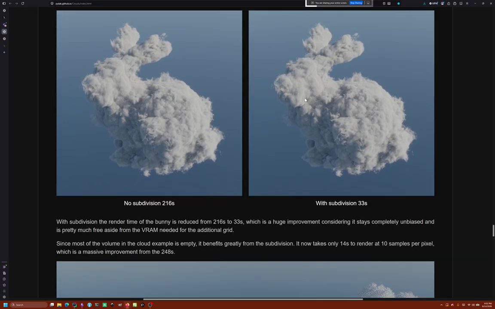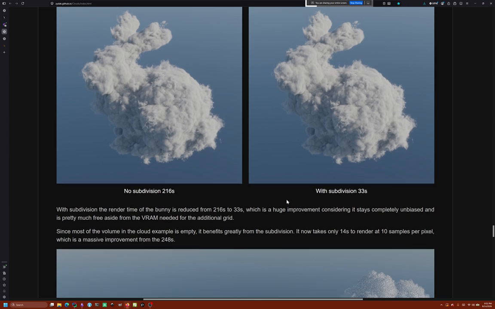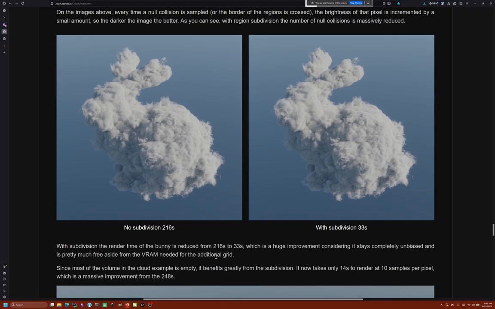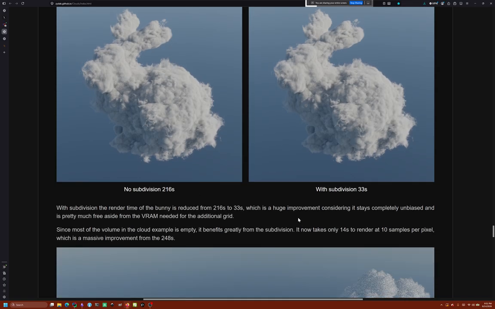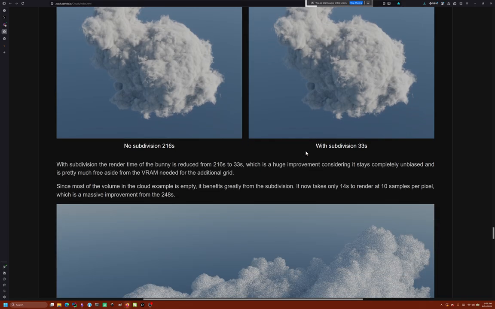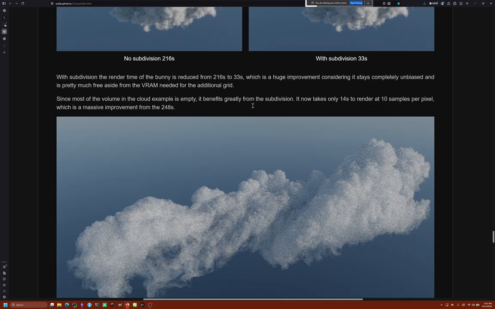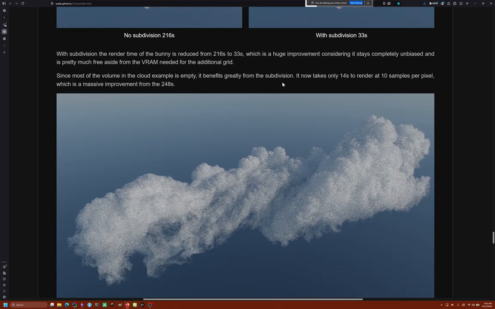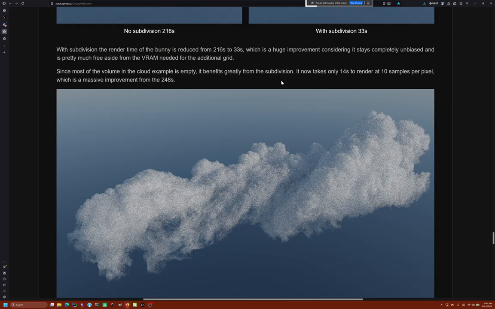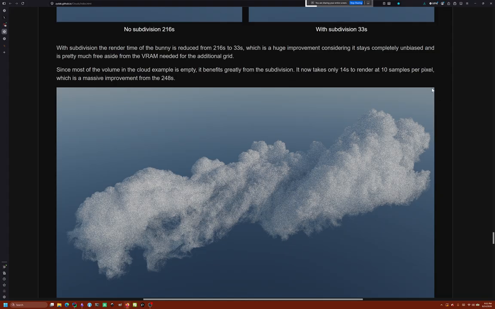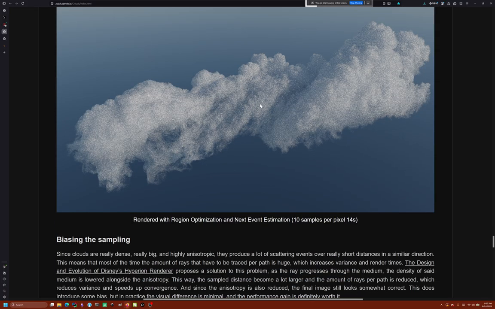So with subdivision, render time is significantly reduced, it stays unbiased, and it takes a small amount of VRAM for the additional grid. Since most of the volume in the cloud is empty, it also benefits greatly. So 10 samples per pixel only takes 14 seconds, down from 248.